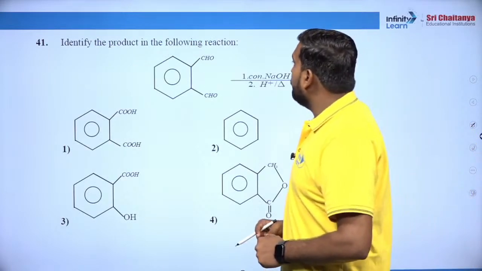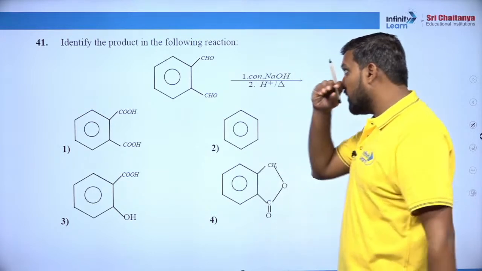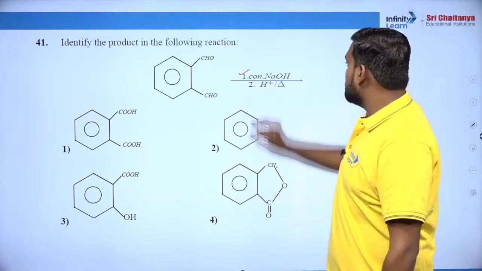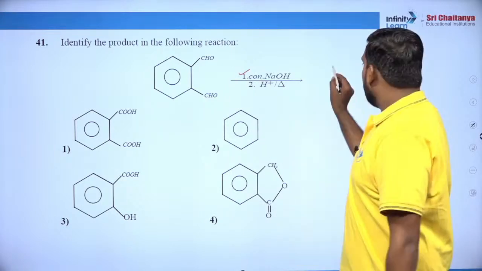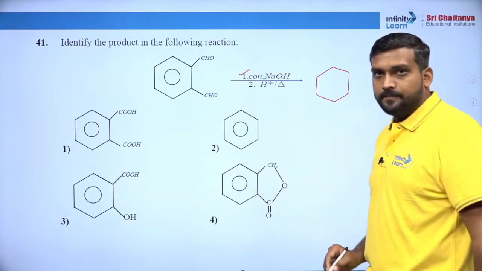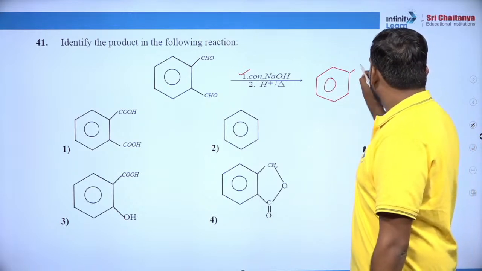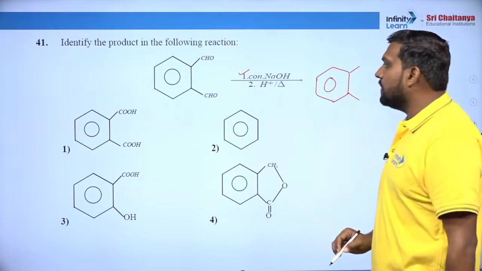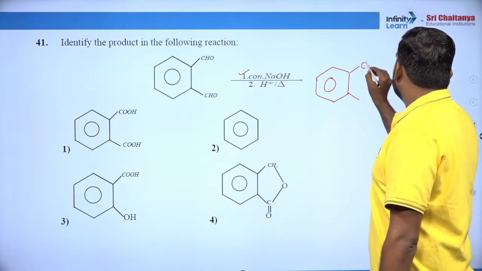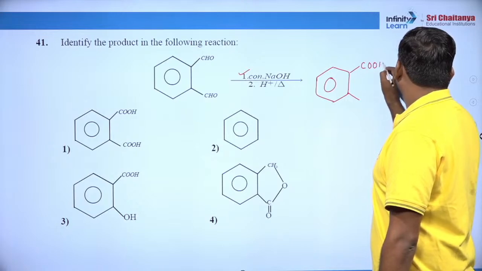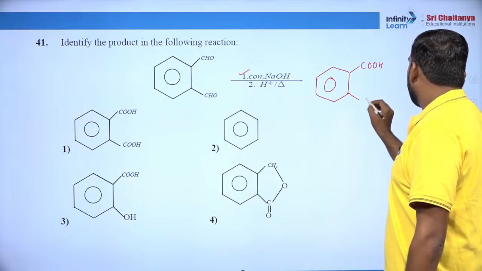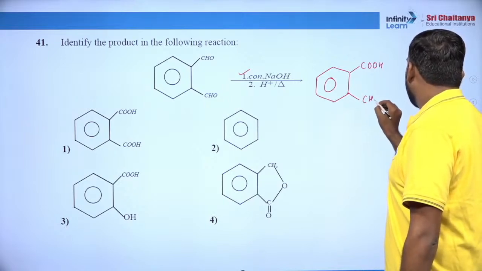Identify the product in the following reaction. So you have to identify the product in the following reaction. Okay, the first step is that concentrated NaOH is poured on this species. So what will happen here? The Cannizzaro reaction will take place. Okay, and in the Cannizzaro reaction, one of the CHO groups will get oxidized, the other will get reduced. So here it will look something like this: COOH. I am just drawing it for the sake of clarity only, and the next step will be something like this. Here CH2.